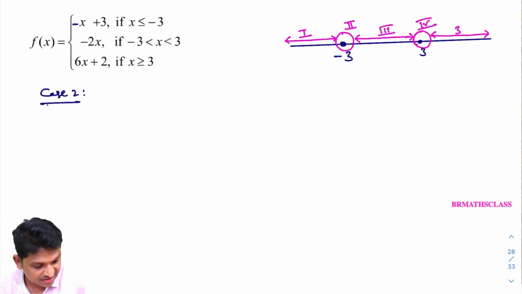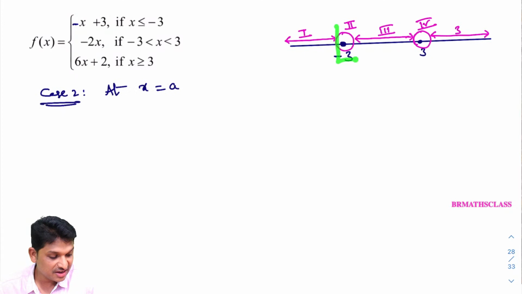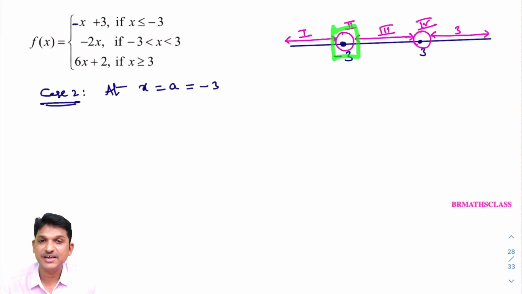Case 2. What is case 2? At x equal to a, you observe here, what is case 2? I am checking the continuity at minus 3. Here a single point. What is a here? A is minus 3. I am checking the continuity at one point. That one point is minus 3.